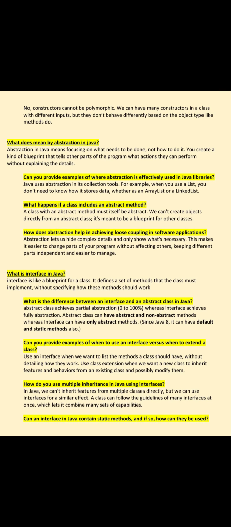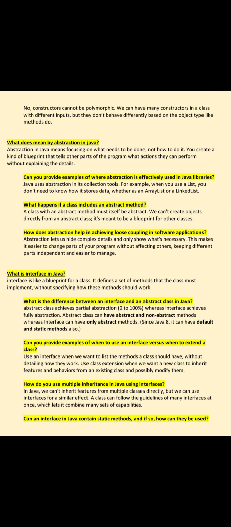Can you provide an example of when to use an interface versus when to extend a class? Use an interface when we want to list the methods a class should have without dealing with how they work. Use class extension when we want a new class to inherit features and behaviors from an existing class and possibly modify them.